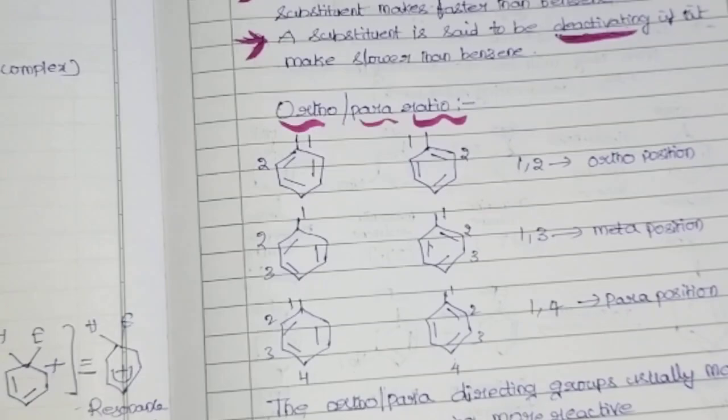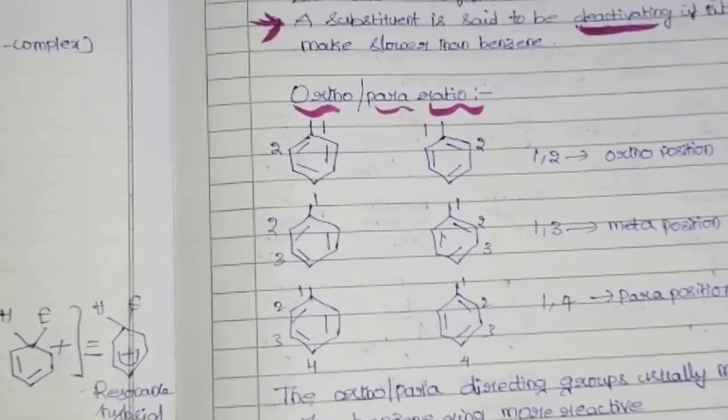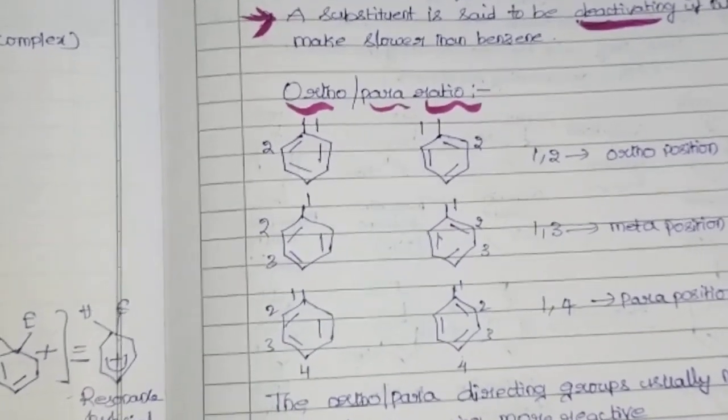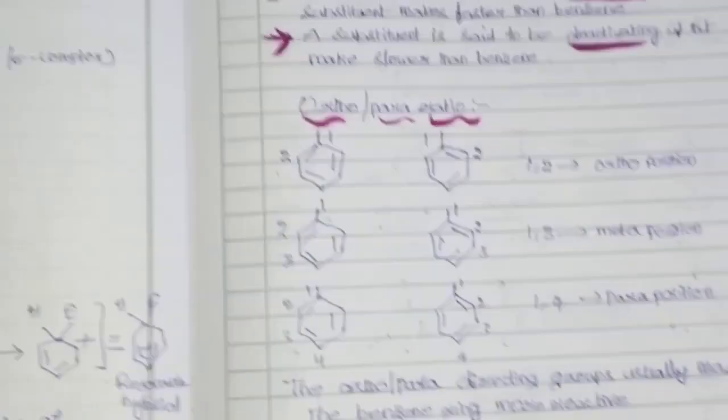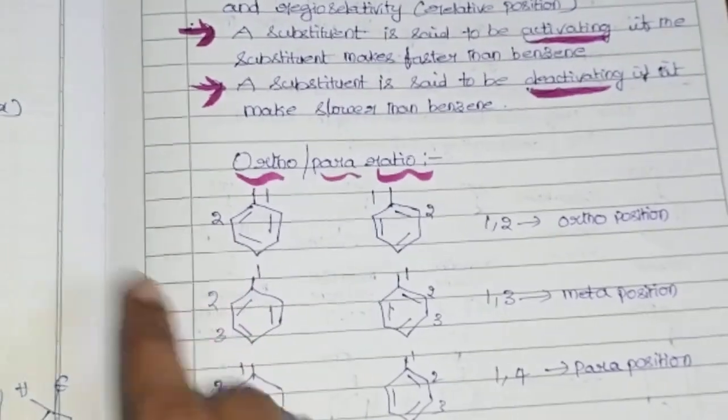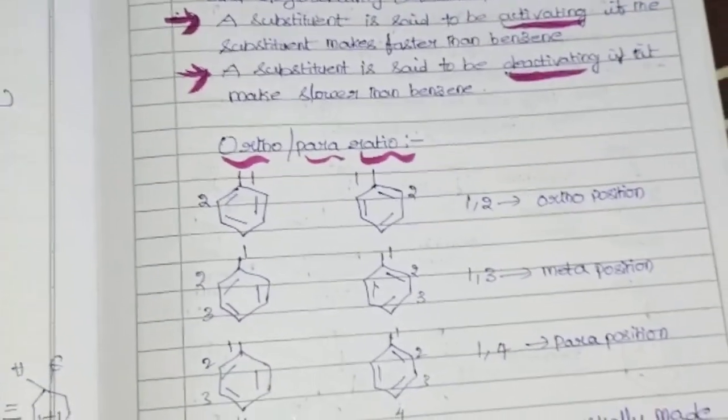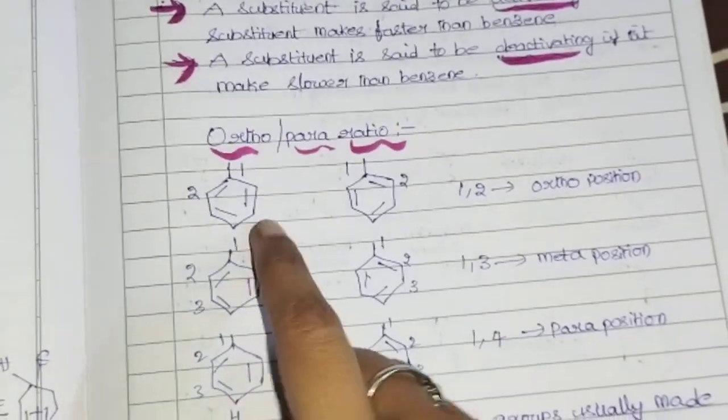Before explaining this in detail, I will just explain what the ortho, para positions, meta position and ortho-para ratio are. So what are these positions? What is the ortho position, meta position, para position?